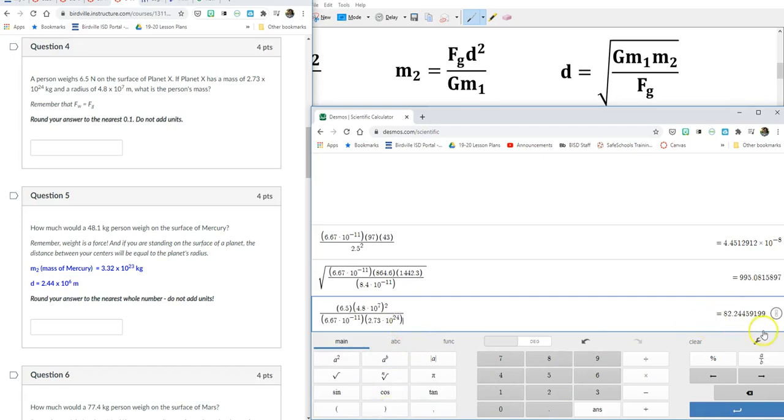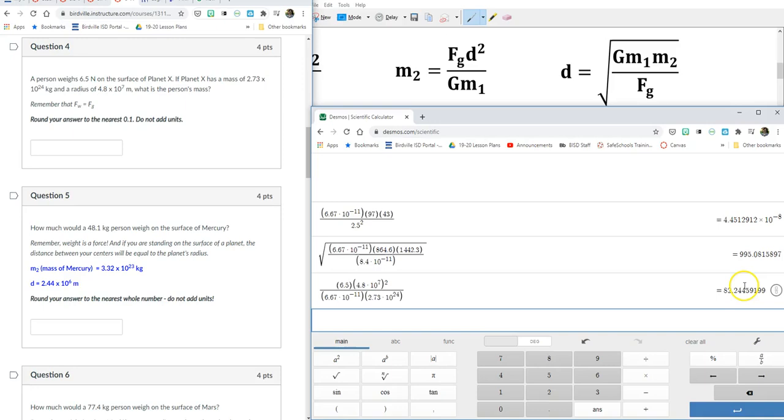Close my parentheses, and here is my answer, 82.24459 blah blah blah. Rounding my answer to the nearest 0.1, the tenths place, 82.2. So if a person weighs 6.5 newtons on the surface of planet X, then that person's mass is 82.2 kilograms.